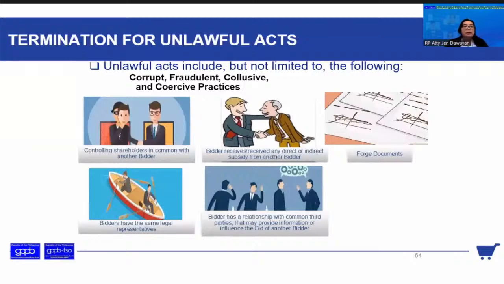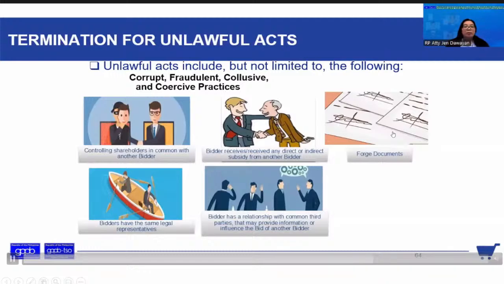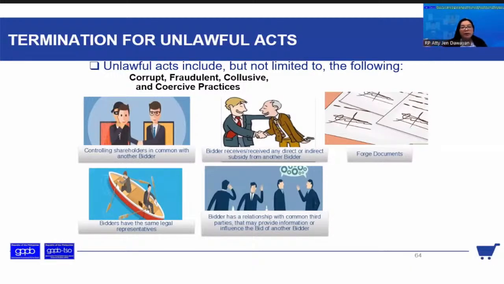So, ano po yung example nito? Yung unlawful acts will include corrupt, fraudulent, collusive, and coercive practices. So, for example, yung controlling interest, controlling shareholders in common with another bidder. So, na-determine na pareho pala na pag-aari siya or controlling interest siya to a certain bidder din. It has been determined as such, no?